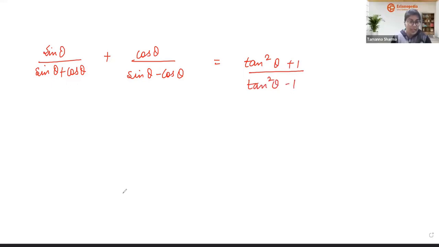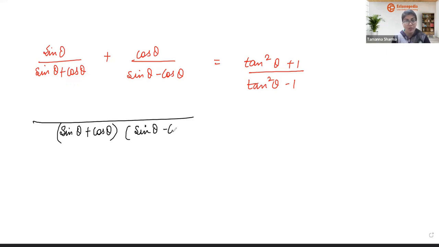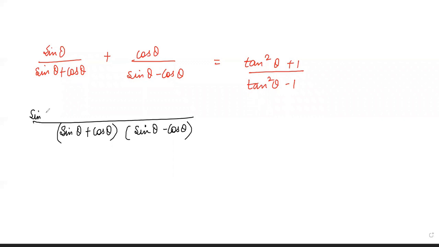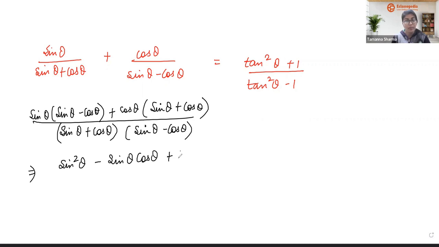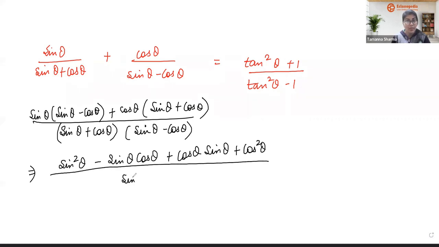Okay, so firstly you did the LCM. If I take the LCM, then what do you get? Sine theta plus cos theta and sine theta minus cos theta, right? So it becomes sine theta minus cos theta plus cos theta divided by sine theta plus cos theta. And the next step you did the multiplication. So what do you get? Sine square theta minus sine theta cos theta plus cos theta sine theta plus cos square theta, complete, divided by sine square theta minus cos square theta, right?